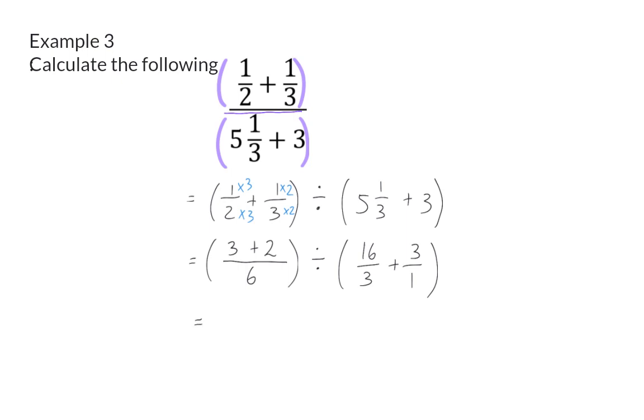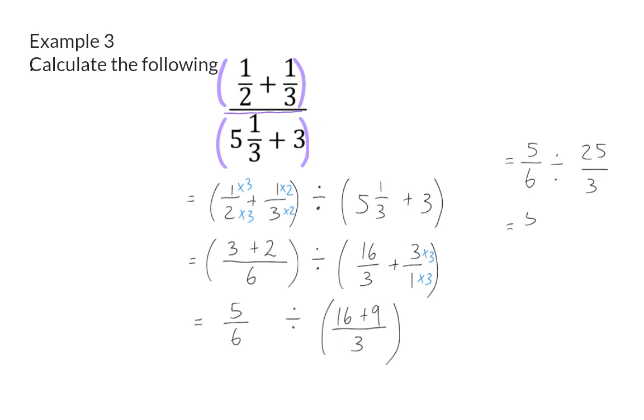Now the first fraction can be simplified to 5 over 6, and so the bracket is not needed anymore. For the second bracket, I'm going to once again get a common denominator, and then I will have 16 plus 9. So here I have the first fraction of 5 over 6. That should be divided by 25 over 3.